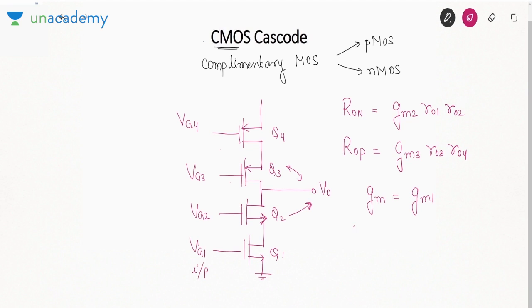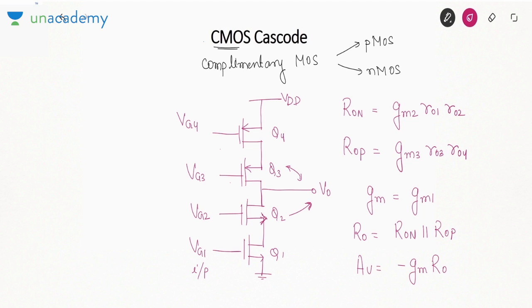What about overall output resistance? It is the parallel combination of r0N and r0P. Because if this is VDD, when you ground this VDD, these two branches of PMOS and NMOS will be connected in parallel, and the overall voltage gain is minus gm r0. Remember this: whenever both PMOS and NMOS branches are connected, then at the time of AC analysis both will come in parallel, so their output resistances will be in parallel.